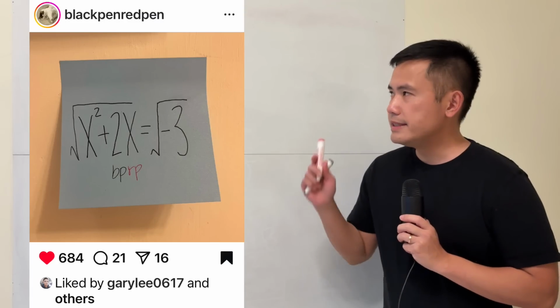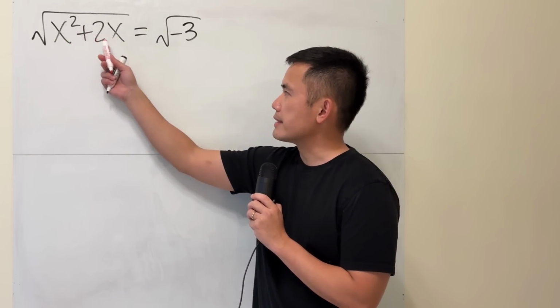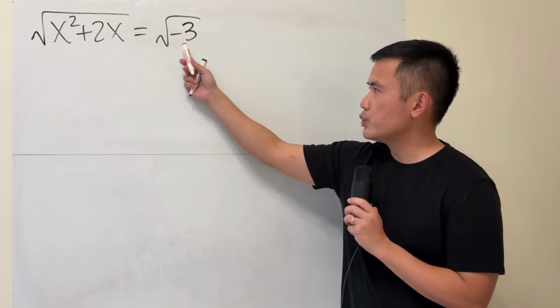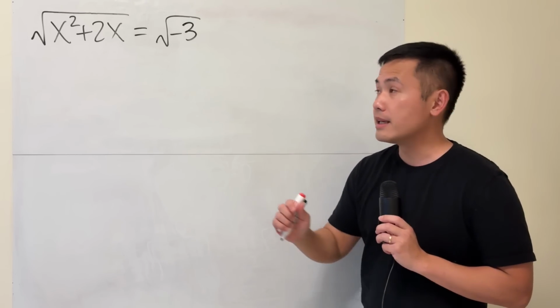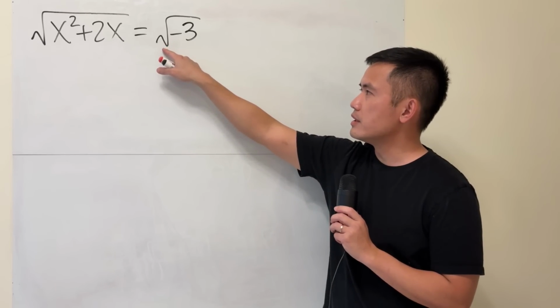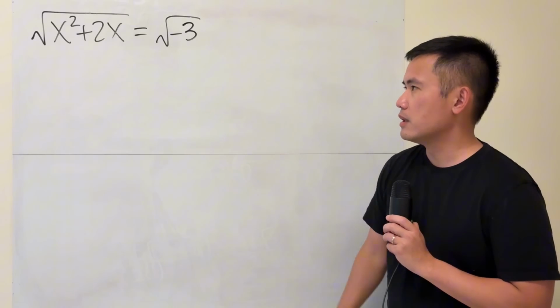So let's see how we can solve this equation from my Instagram. Here we have the square root of x squared plus 2x, and that's equal to the square root of negative 3. At first, you might feel a little bit uncomfortable because we have this negative inside the square root, right? But don't worry, we can proceed as follows.